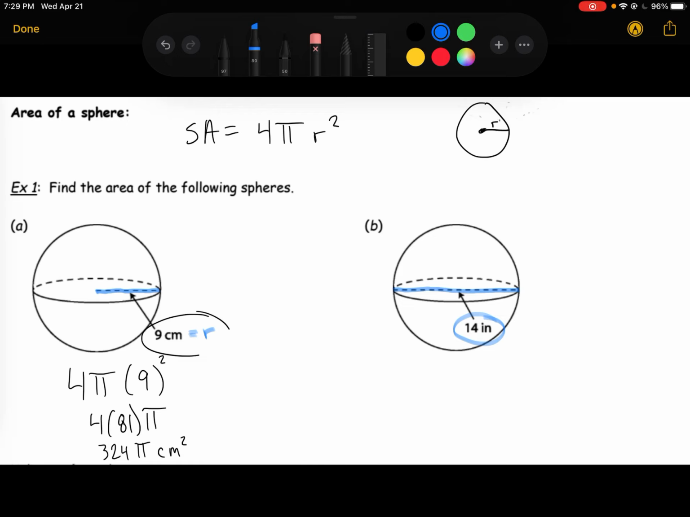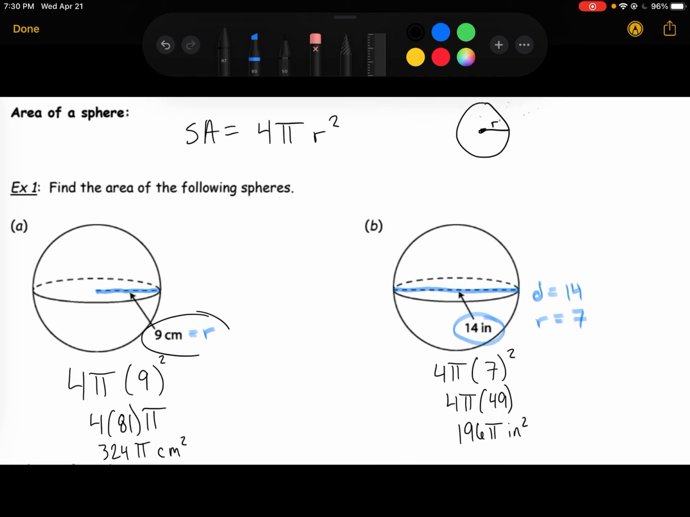For our next one, if we look, going all the way across this sphere is 14. So because it goes all the way across, that's not a radius, it's a diameter. So we have to go from our full diameter all the way across of 14 to our radius, which is half of that. So once more, 4 times pi times our radius squared, 4 times pi times that value of 49. So we'll get 196 pi square inches for our surface area here.